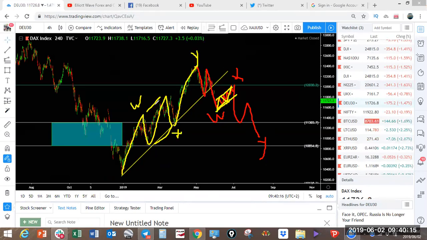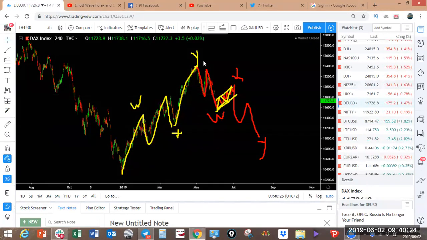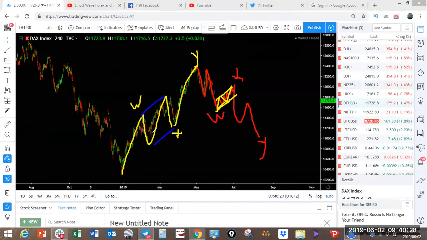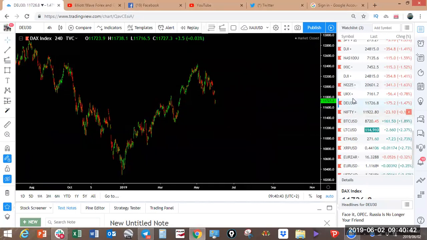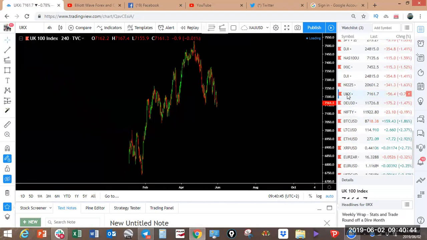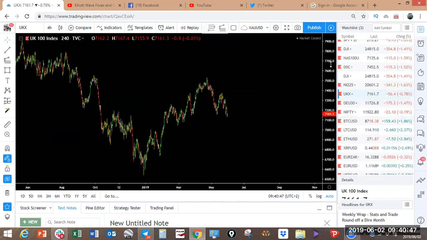Let me mark this with a different color because it becomes a bit confusing if I mark it with the same color. If you see that, you'll see that we have a running flat there. That is your X wave, 1, 2, 3, X, and this move. Right? So expect this. If it becomes a pulsing move, that means you only have this correction, then you're going to have a push higher. That is the DAX. UK 100. UK 100 has made a 5-wave move to the upside.